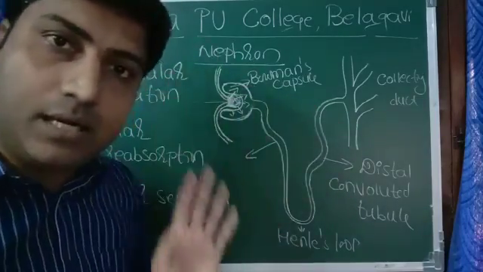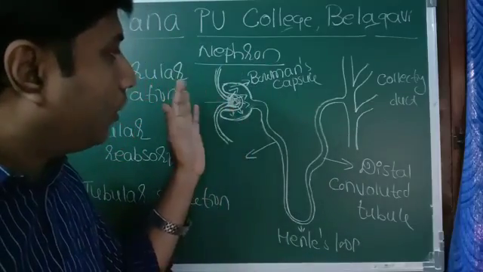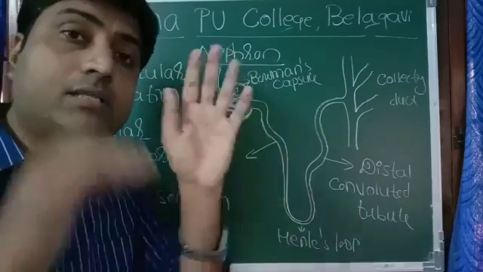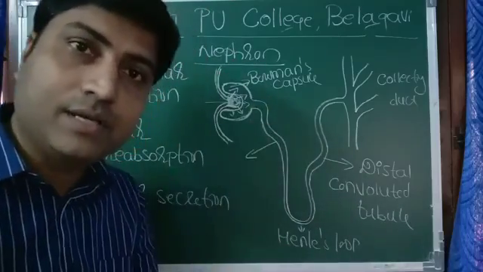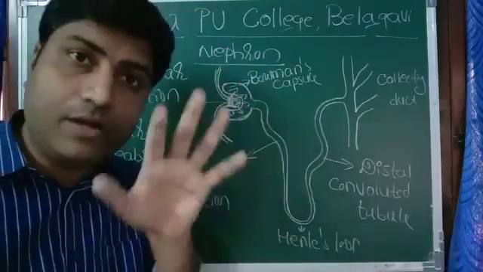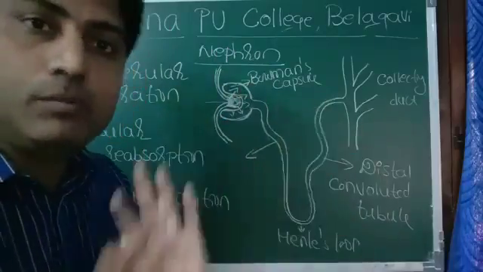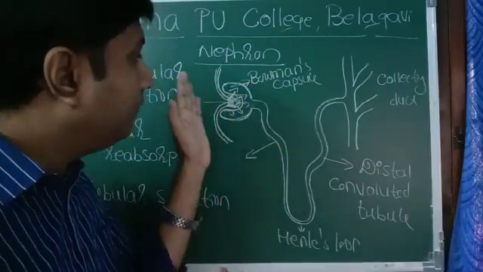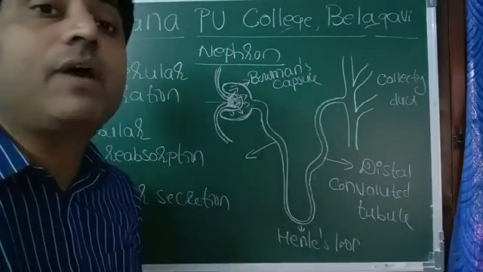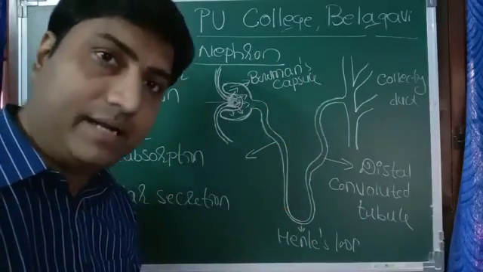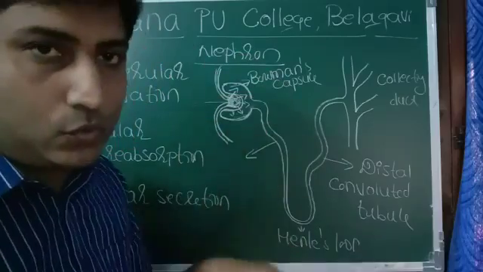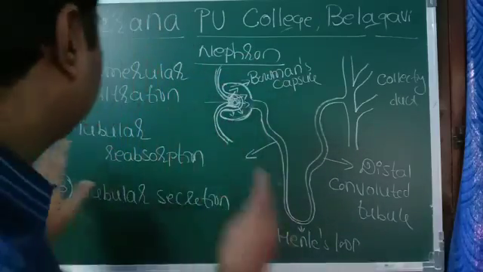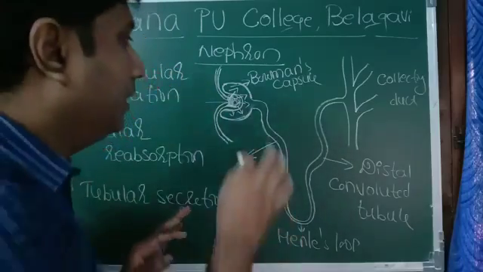Why is it called ultrafiltration? Because whatever is filtered is not the complete urine here. It contains many of the essential things that should not go out of the body. So, most of the part of the blood will get filtered there. That's why it is called ultrafiltration. Since it takes place through the glomerulus, it is called glomerular filtration. This is the first step, glomerular filtration.